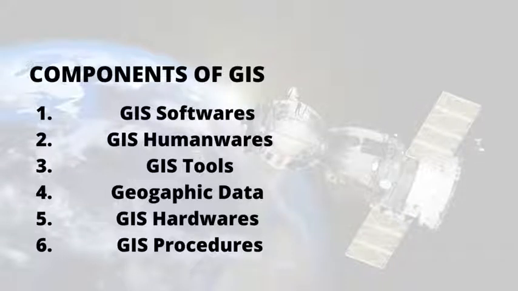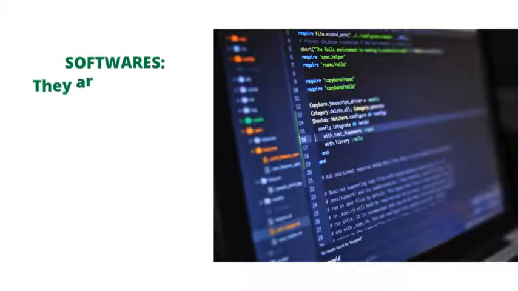What are the components of GIS? When we say components, we mean the related parts that can work together as a whole to make GIS realizable, workable, usable, or realistic. Such components are GIS software, GIS hardware, GIS humanware, GIS tools, GIS data, GIS procedures, and many others.